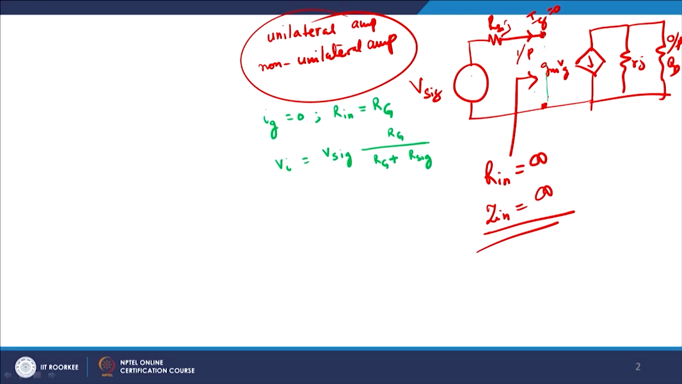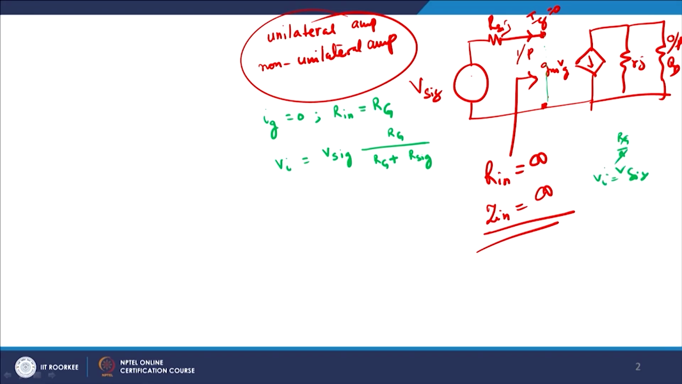I am assuming it to be infinity, but let us assume that it is not infinity at this stage and it is having a finite value, then we define Vi to be equal to V. So you see, if Rg is an infinite value, then this denominator will be just Rg by Rg. So Rg will cancel and Vi will be equal to V sig, and that is true also.